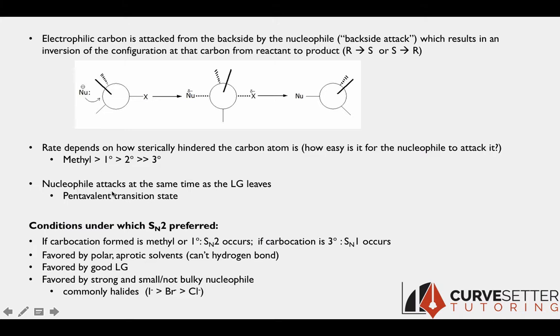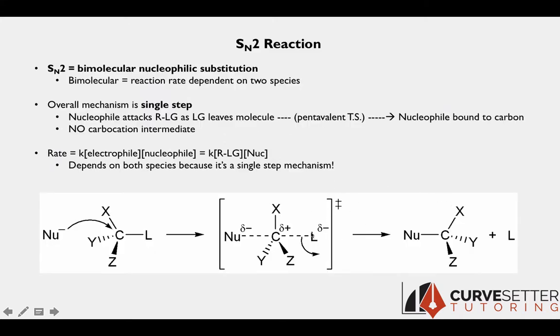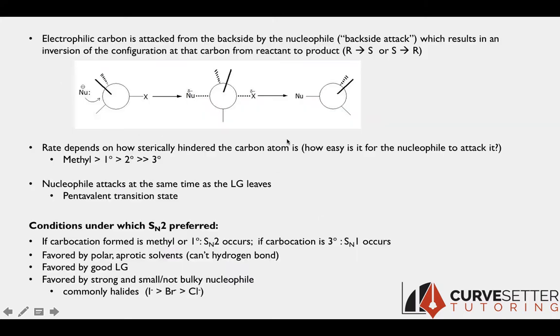As I said, the nucleophile attacks essentially at the same time as the leaving group leaves, and you have a pentavalent transition state. But this transition state really should be in brackets with the double dagger, showing that it's not an intermediate, but instead a transition state. But this is just a diagram showing the backside attack.